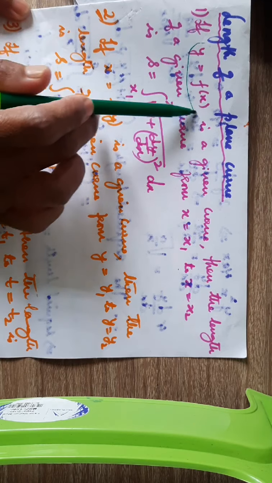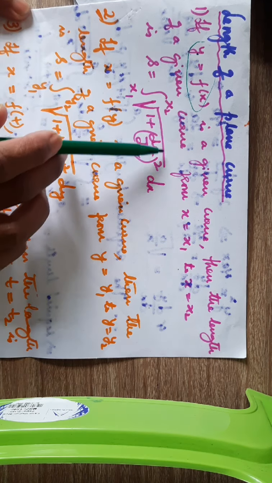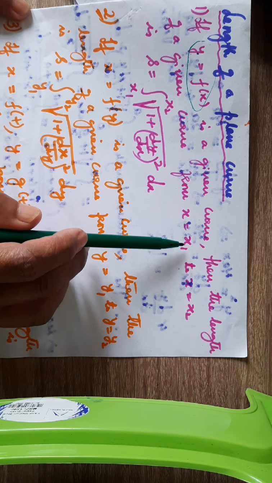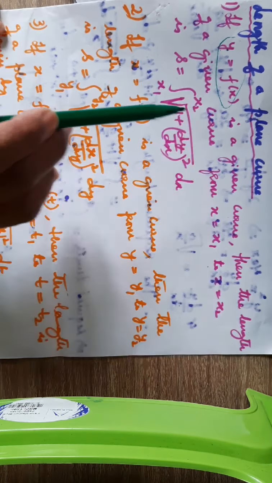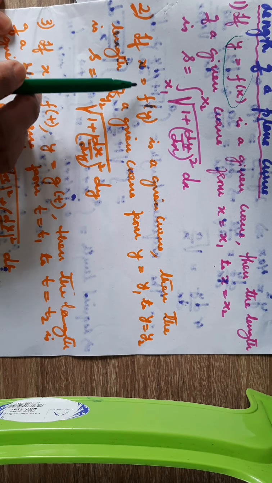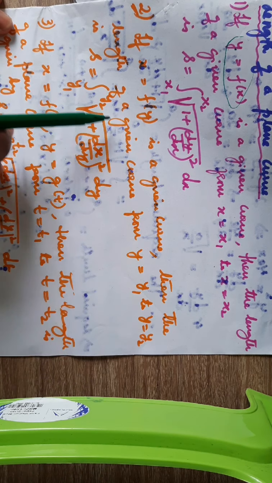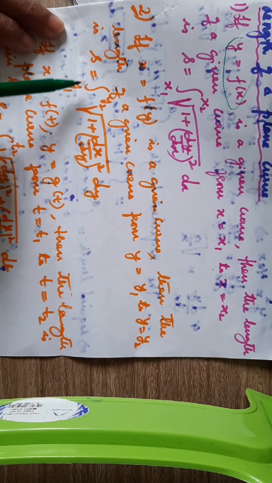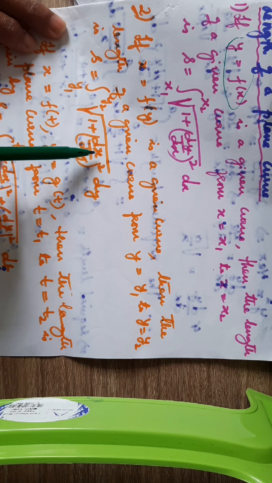So first step, from this given equation, you differentiate y with respect to x. Then after that you substitute it in this formula and see what will be the value of x1 and x2 and integrate it from x1 to x2. However, if x is a function of y, then in that case, what we need to do is we need to differentiate x with respect to y.